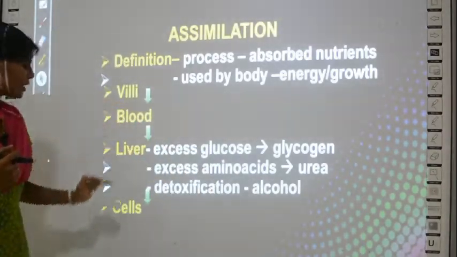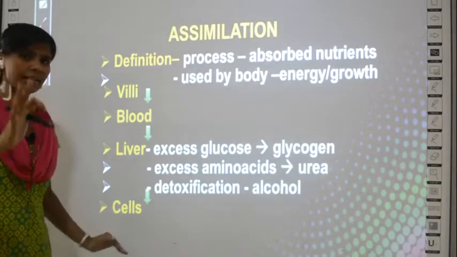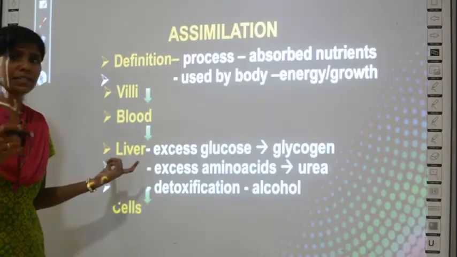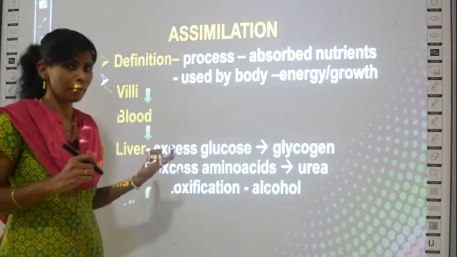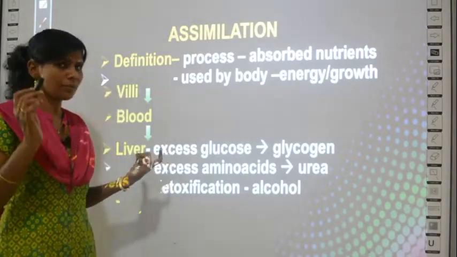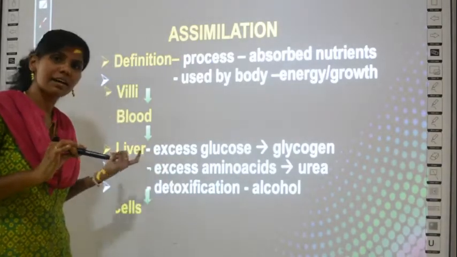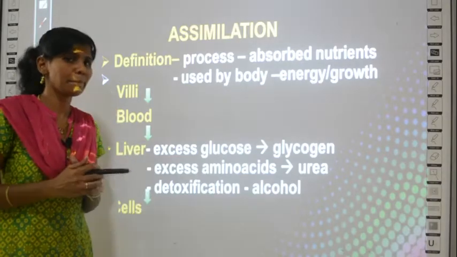So before the blood is given to every cell, 3 steps are taking place. Okay, what are those 3 steps? Where does it take place? It takes place in the liver. Do you remember? In the parts of the digestive system we have learnt the liver is a triangular shaped structure, right? So that triangular shaped structure is doing 3 important jobs.